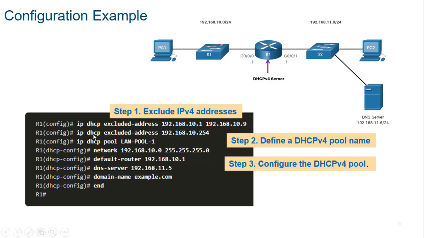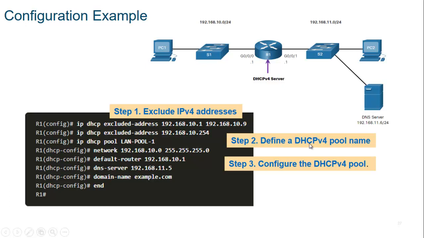And then we added another one, ip dhcp excluded-address 192.168.10.254, and this is a single address. So we have a range and we have a single address. One thing here, this excluded-address command can be used a few times, but be wise about it.